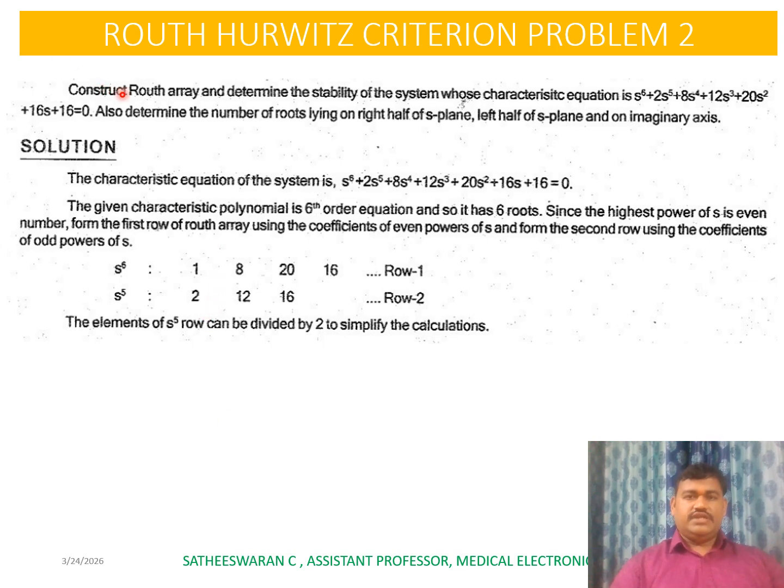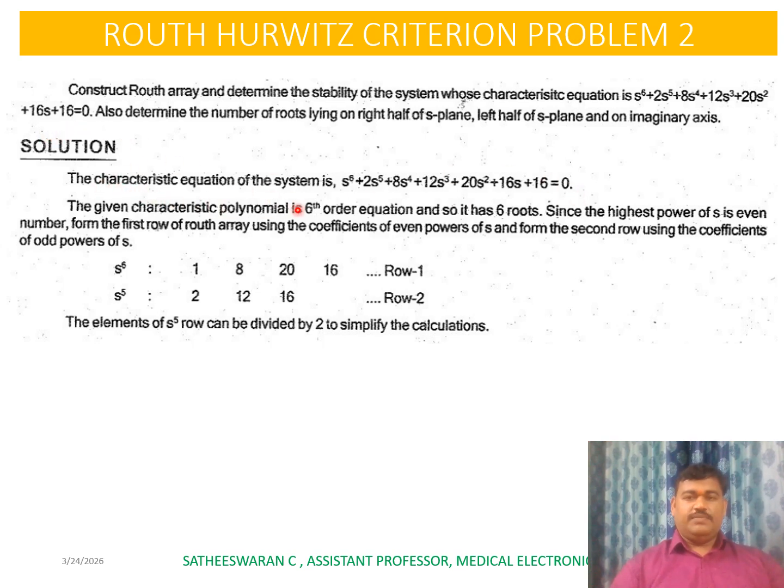Problem number 2. Construct the Routh array and determine the stability of the system whose characteristic equation is s power 6 plus 2 s power 5 plus 8 s power 4 plus 12 s power 3 plus 20 s square plus 16 s plus 16 equal to 0. Also determine the number of roots lying on the right half of S plane, left half of S plane and on the imaginary axis. The characteristic equation of the system: s power 6 plus 2 s power 5 plus 8 s power 4 plus 12 s power 3 plus 20 s square plus 16 s plus 16 equal to 0.